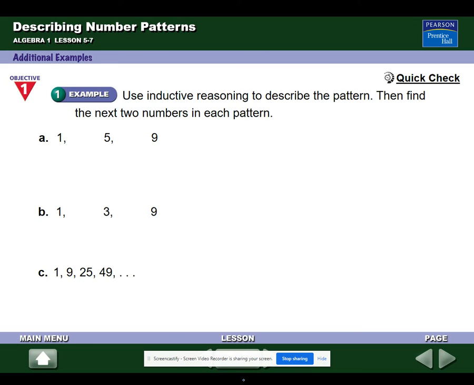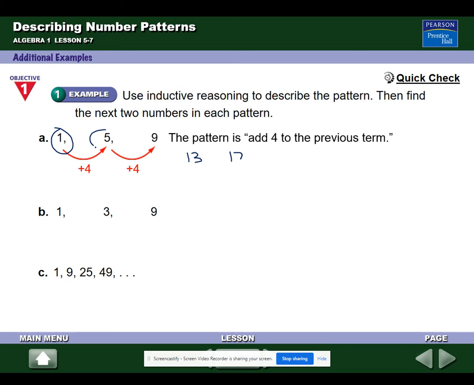Use inductive reasoning to describe the pattern, then find the next two numbers in each pattern. Here you have 1, 5, 9. You see it's going up by 4s, right? To get from 1 to 5, you add 4. To get from 5 to 9, you add 4. That's what they're showing there. So wouldn't you think to find the next number, you'd add 4, so 13, and then again you'd add 4, so 17. This is using inductive reasoning. By the way, 1, 5, 9, 13, 17, they're going up by the same number. This is an arithmetic sequence.